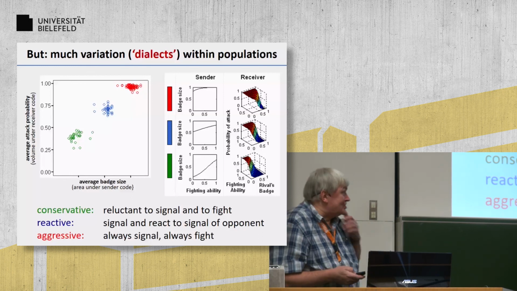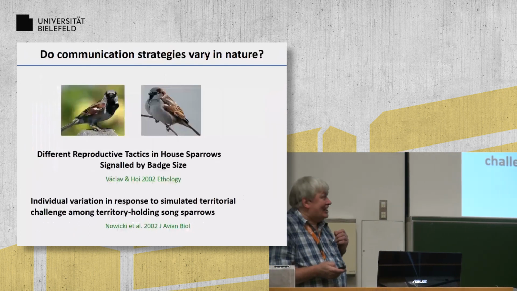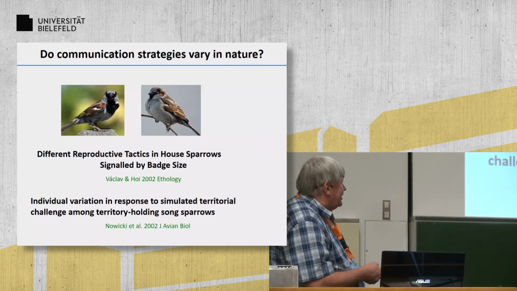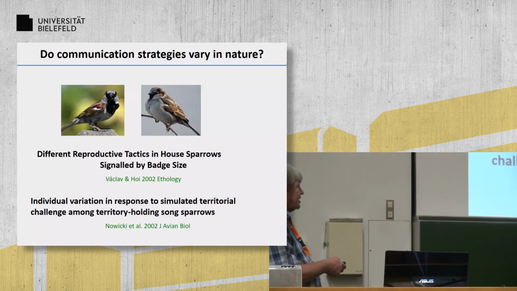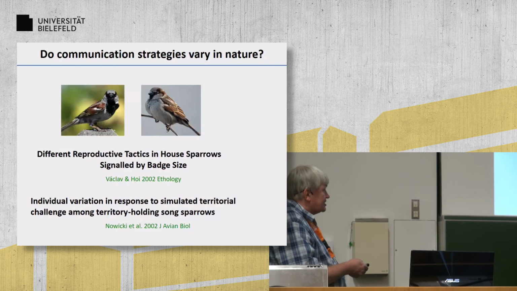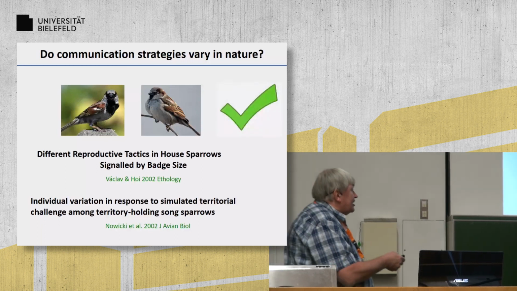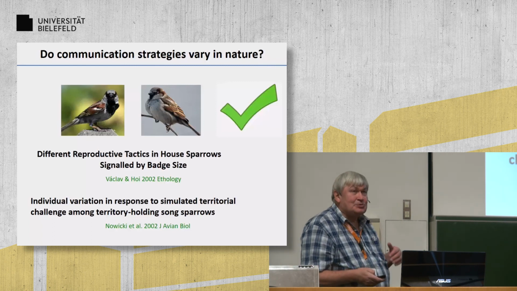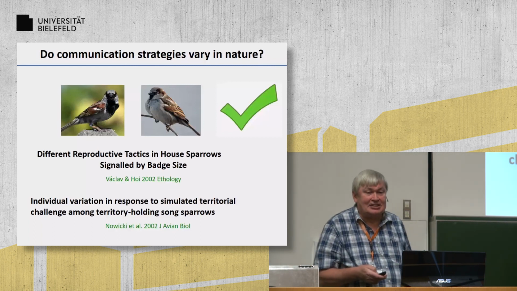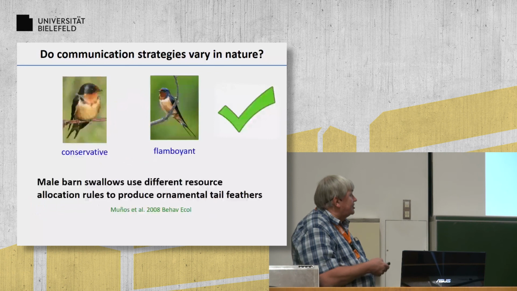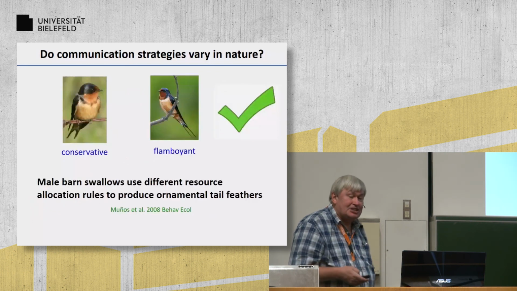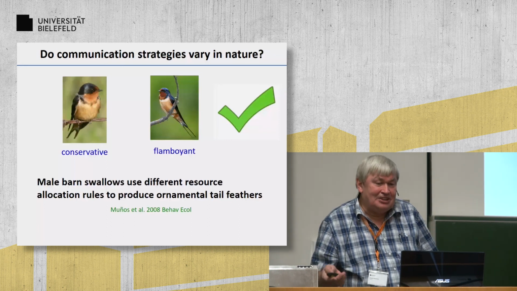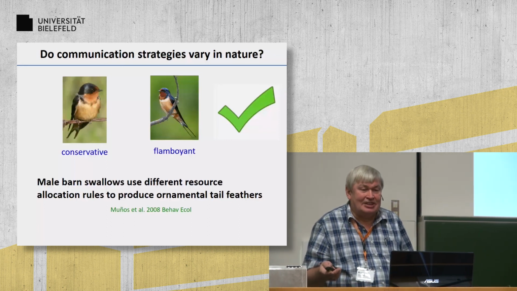The first question is, of course, does this happen in nature? Interestingly, it does. For example, if you take song sparrows and house sparrows, there are several publications showing that indeed they differ in their signaling strategy, and they also differ in their response to the signals of others. This has also been shown in other species, like, for example, barn swallows and so on. So in a sense, this is really something that seems to be relevant in natural populations.